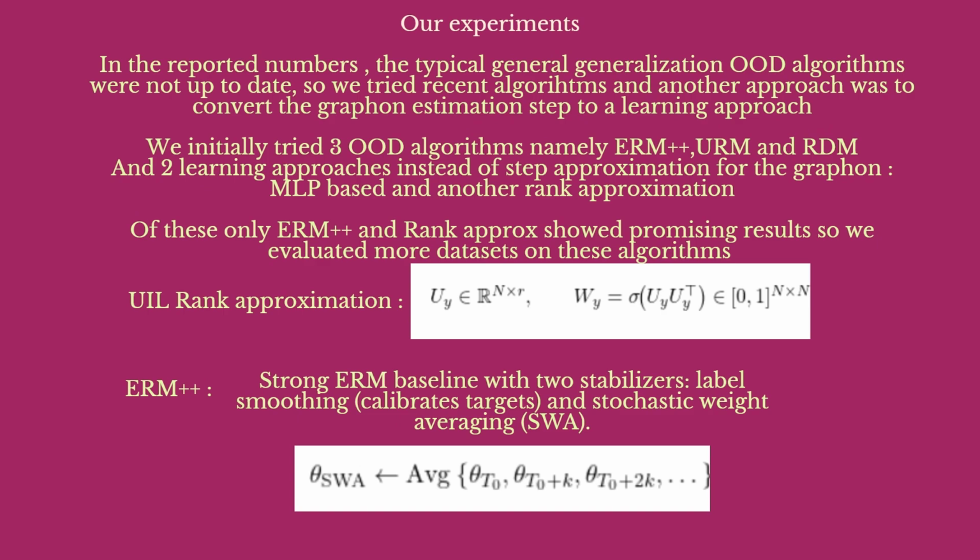The algorithms were ERM++, URM, and RDM, which are state-of-the-art algorithms. The graphon learners are: 1, MLP-based; 2, low-rank factorization, where U_y belongs to R^(n×r), and W_y, which is our graphon, is a softmax on U_y times U_y transpose. The findings were that only ERM++ and the rank approximation were promising, so we scaled them to more datasets. The ERM++ recipe was just label smoothing plus soft plus stochastic weight averaging, which is SWA.